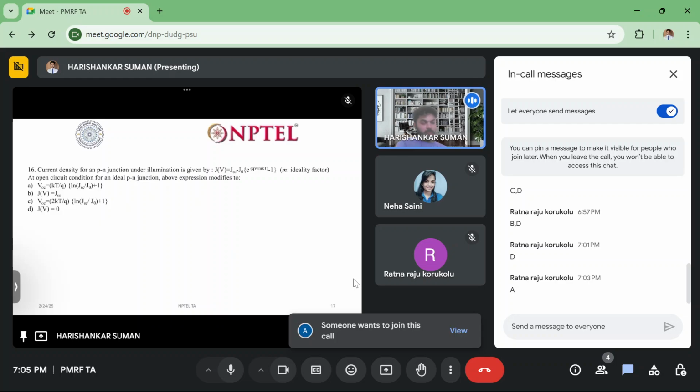The current density of a p-n junction under illumination is given. This is the expression. m is the ideality factor. At open circuit condition for an ideal p-n junction, the ideality factor has a value of 2.